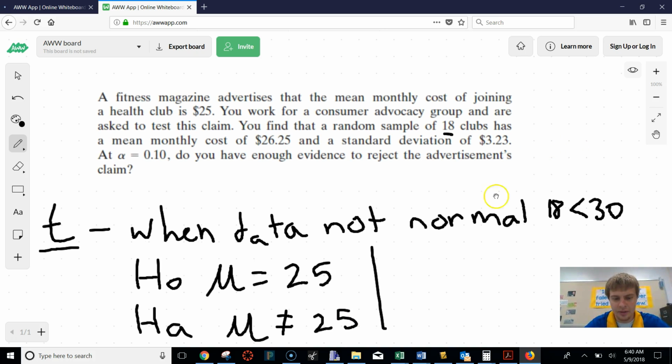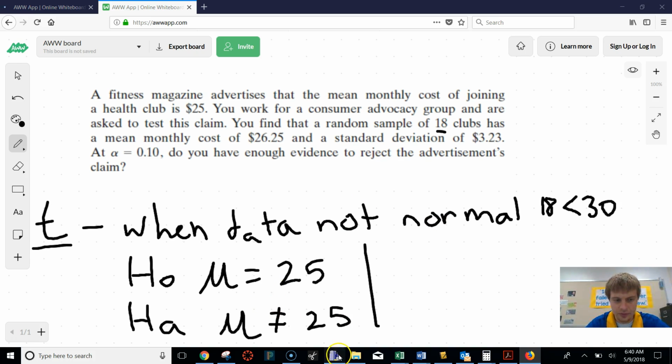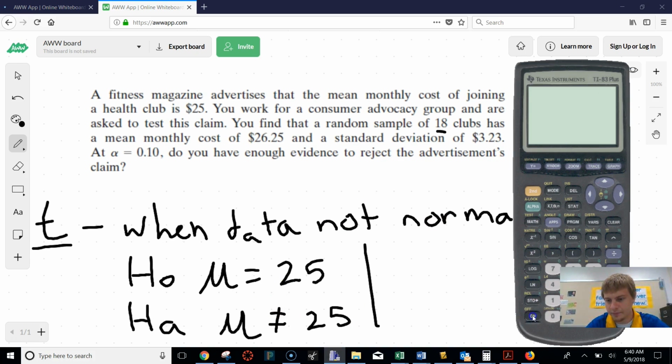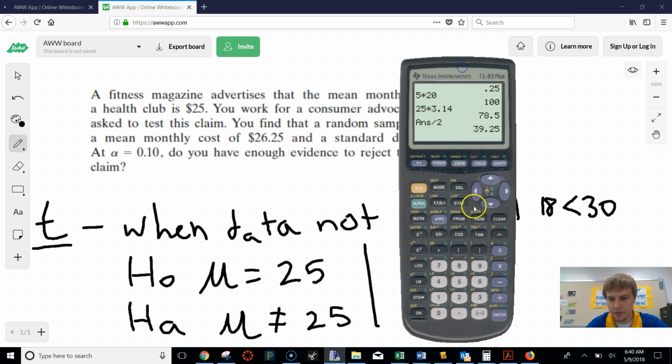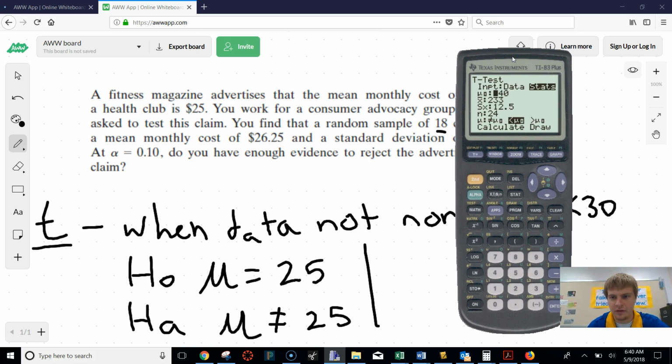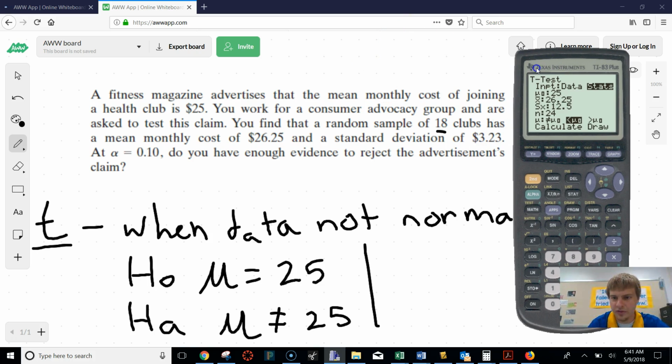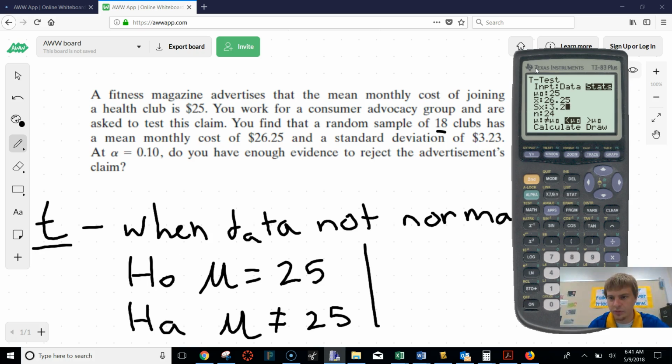So let's run that in our calculator. I'm going to go up here and I'm going to hit stat. I'm going to do t-test today instead of z-test. And then their claim was that it was 25. Ours is 26.25 with a standard deviation of 3.23. And we have 18 trials. And we're going to say that's not equal. And we're going to hit calculate.